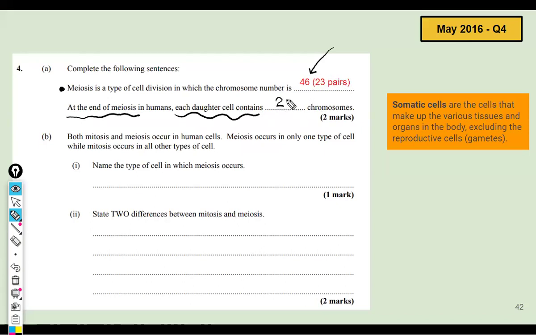So it's 23. Right? So to me, I would just put a question mark by this one. I find it could have said "at the beginning of meiosis" to make it a little bit more clear. But anyway, let's move on.